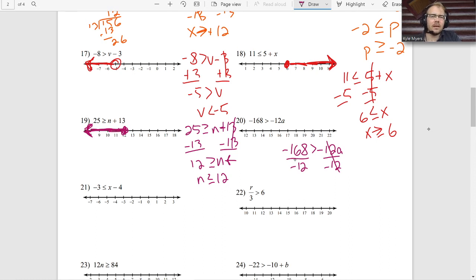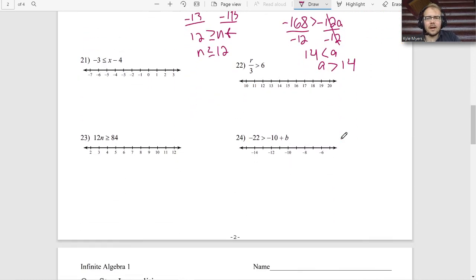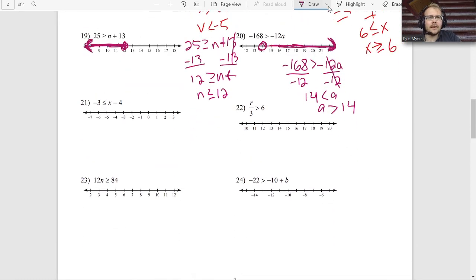Do I know what that is? Yeah, 14. Let's see. So this is going to be positive 14. Oh, and I divided by a negative. And then I need to flip it again. So a is greater than 14. Greater than 14. And there we go. All right, we're almost done, actually. We've got 4 more. Wow, look at that.